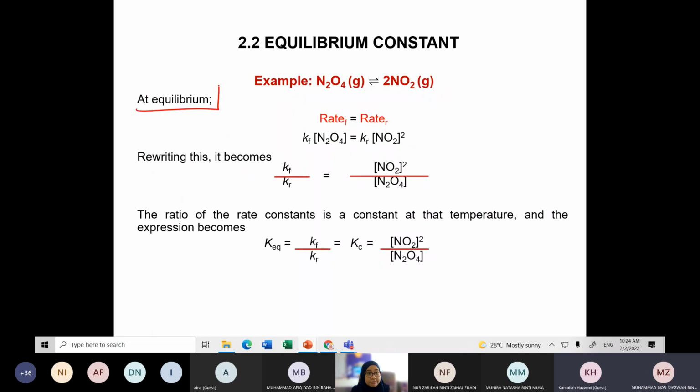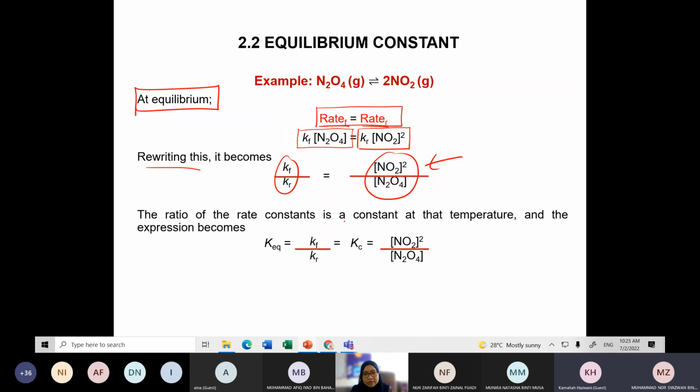Remember, the characteristic of equilibrium is when the rate forward is the same as the rate reverse. We already have the rate laws, so at equilibrium we rearrange them: this is for the rate forward and this is for the rate reverse. Then we rearrange everything, transferring the constants to one side and the concentrations to the other. So we got this, and again we simplify.